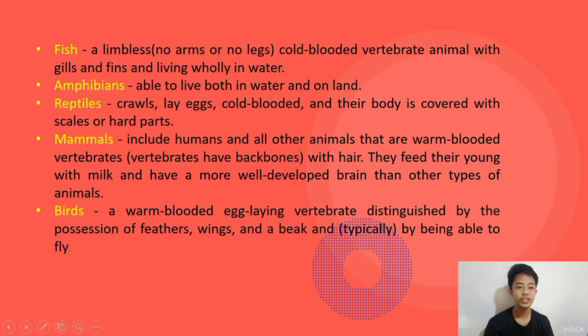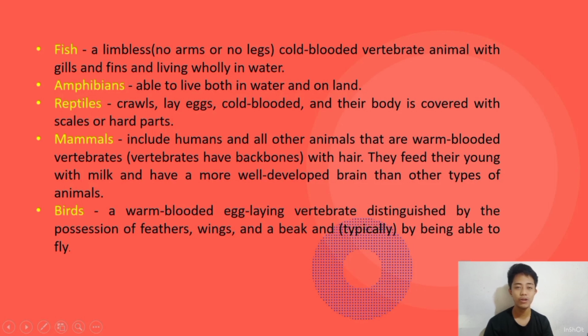So, fish is limbless. When we say limbless, it has no arms or no legs. They are also cold-blooded vertebrate animals with gills and fins, living wholly in water. And our second is the amphibians. These are animals that are able to live both in water and on land.